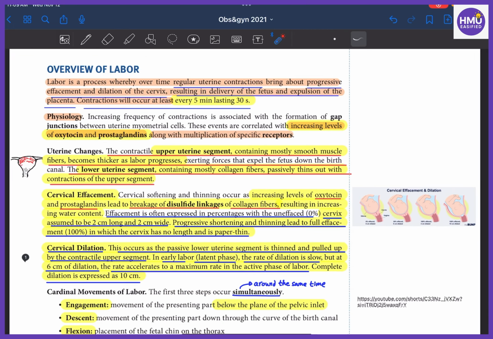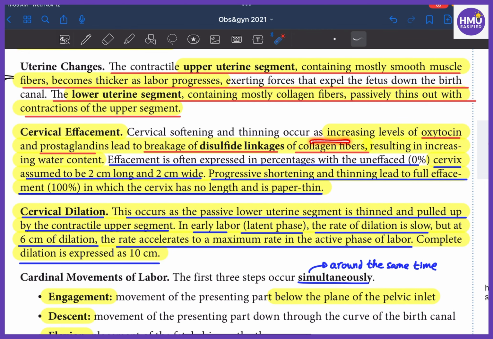Okay. So this occurs as increasing levels of oxytocin and prostaglandins lead to breakage of disulfide linkage of collagen fibers, resulting in increasing water content. It's not important. Effacement is often expressed in percentages, with uneffaced, as we saw, being 0%. The cervix is assumed to be 2 centimeters long and 2 centimeters wide during the uneffaced phase. Progressive shortening and thinning lead to full effacement, 100%, in which the cervix has no length and is paper thin.